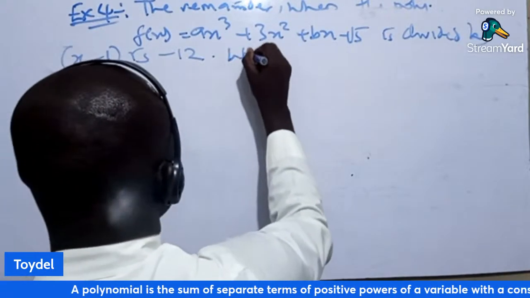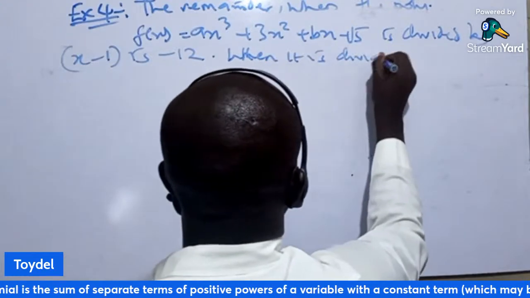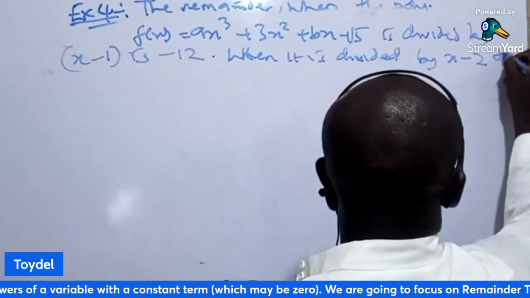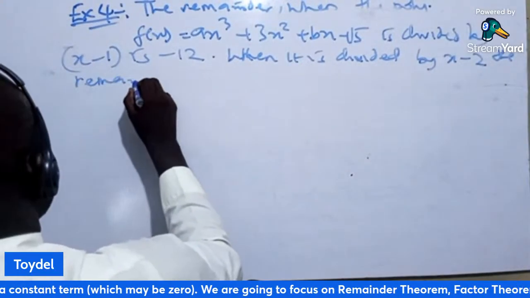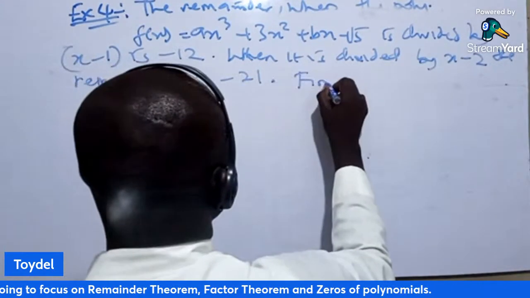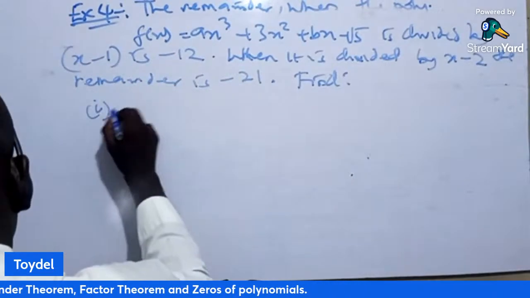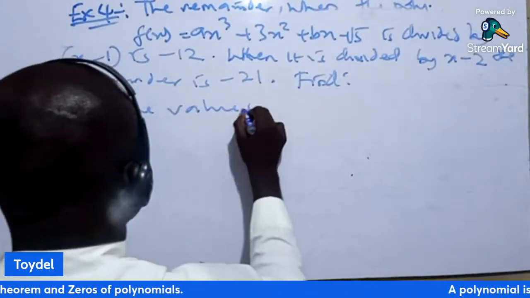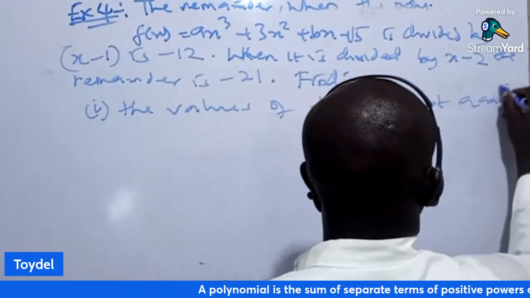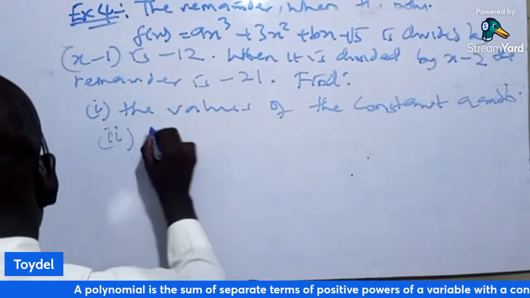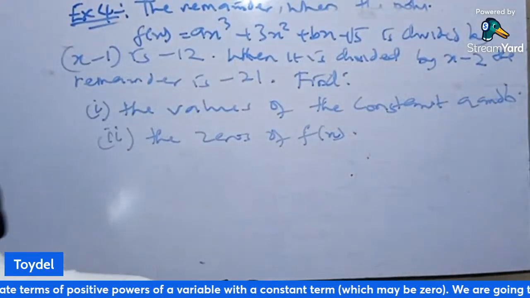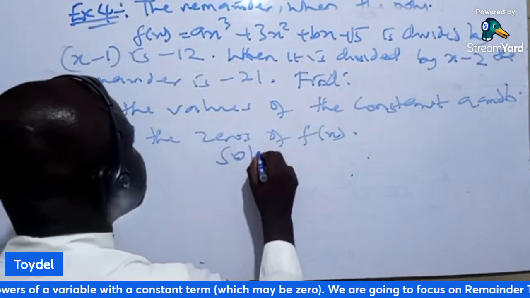So when it is divided by x minus 2, the remainder is minus 21. So find, Roman figure 1, the values of the constants a and b. Then Roman figure 2, the zeros of f of x, that is the zeros of the polynomial. That's the question. So solution, what is the polynomial?